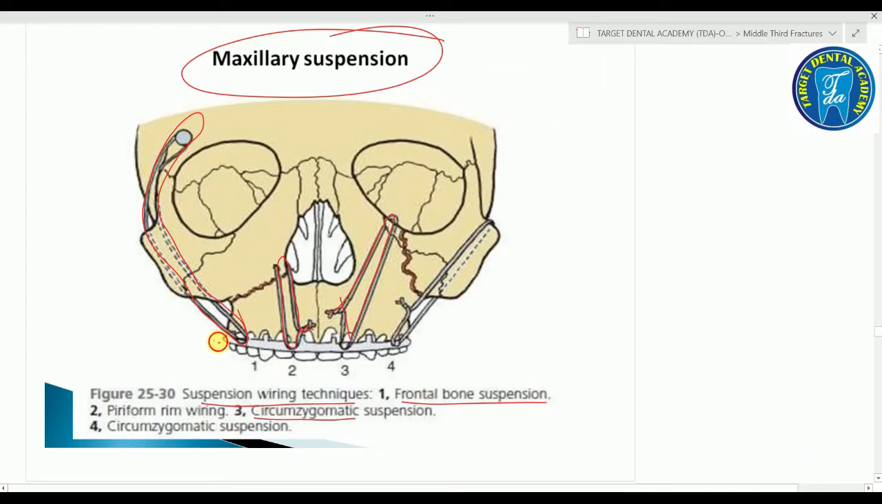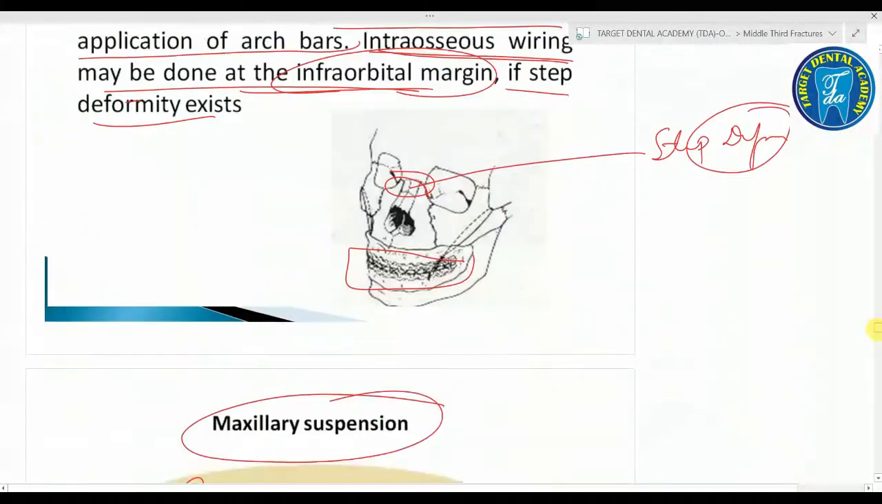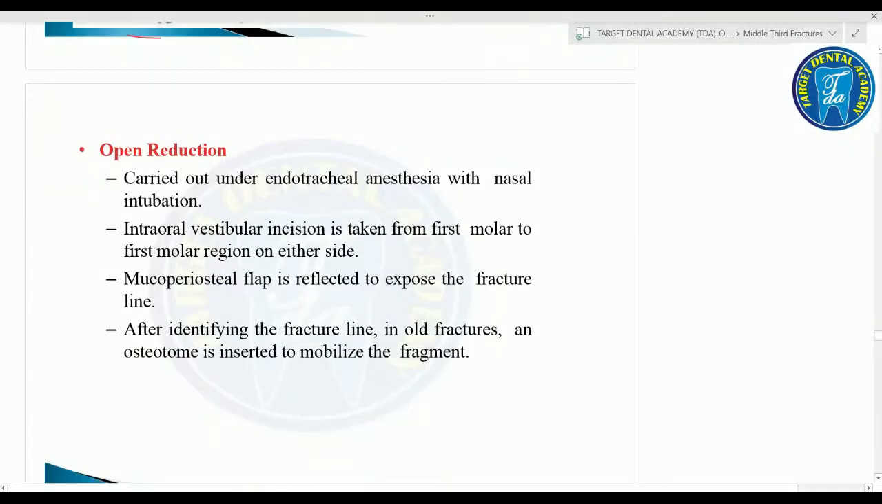See, there is the presence of either the arch bar and the IMF. Along with this, we have to give these suspension wires according to the fracture. Like in a Le Fort 3 fracture, we have to give the circumzygomatic suspension. Right? So these are the suspension wiring techniques which we use along with Le Fort 1, 2 and 3 fractures. Now coming on to the open reduction.